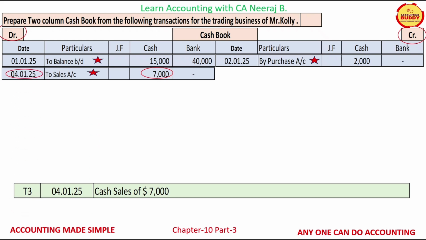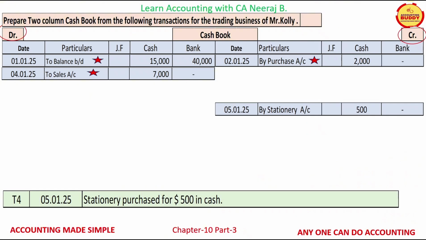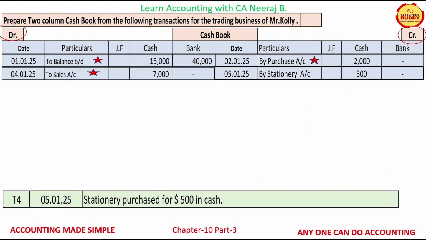Transaction T4 is on 5th of January 25, business purchased stationery worth $500 by cash. Since the payment is made by cash, this transaction will be recorded in the cash column on the right hand credit side of the cash book with $500 on 5th of January 25 by writing the words by stationery account.